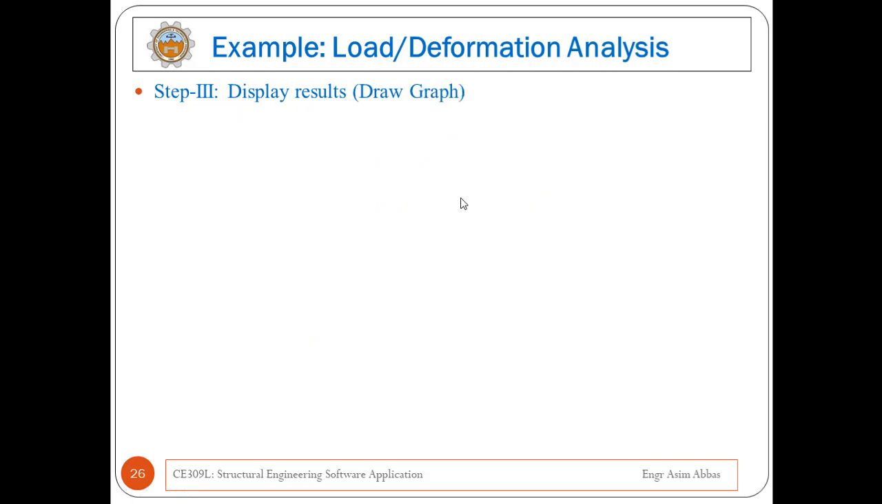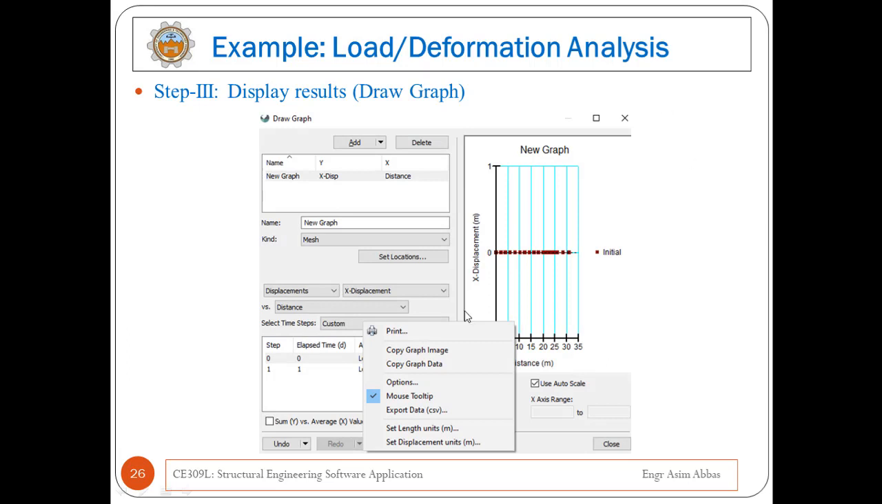Also, you can draw a graph. For that, go to the draw menu, then choose the graph, so this window will appear. From here you can add a different graph, right, and you can draw a graph between any response, like if you want to draw for displacement and for x displacement, it will appear here, right, and you can copy the graph image and you can also copy graph data and you can also print it.